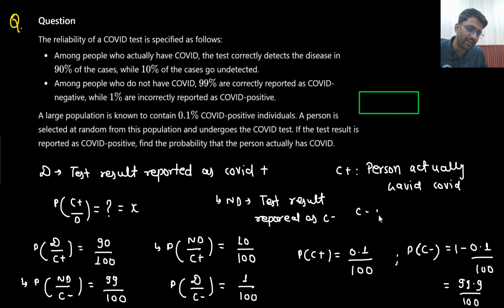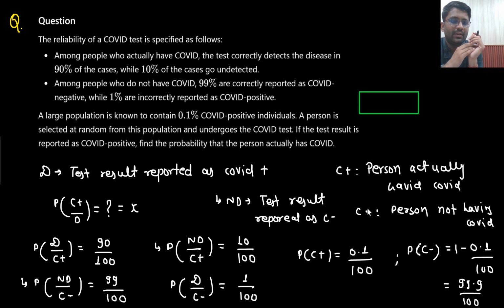So what is the meaning of C minus? Person not having COVID, not having COVID. Okay, so this is the meaning of C minus. So are all the values understandable to you or not?